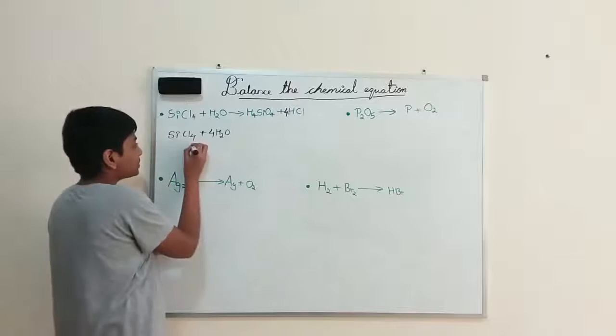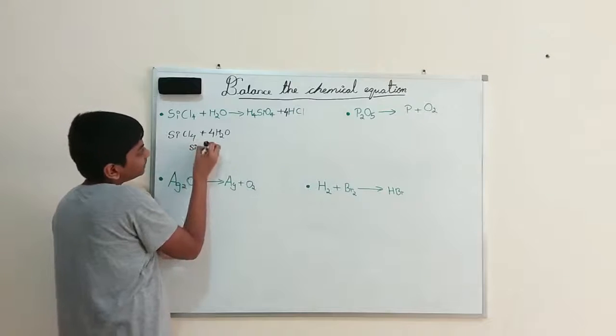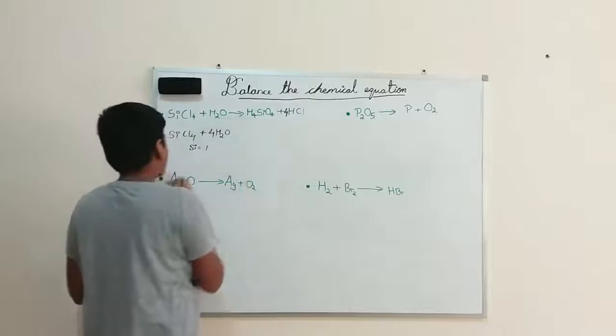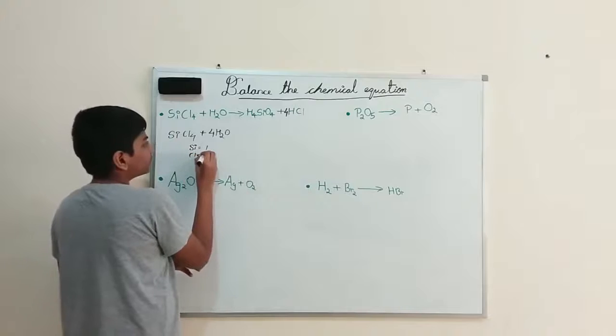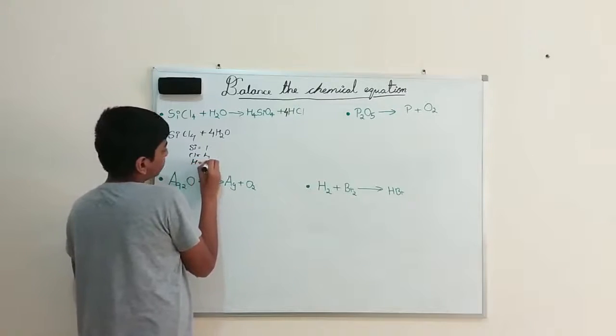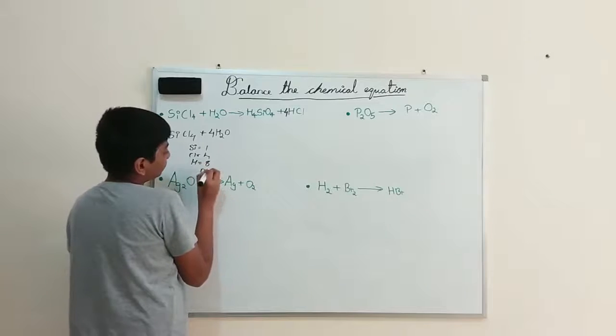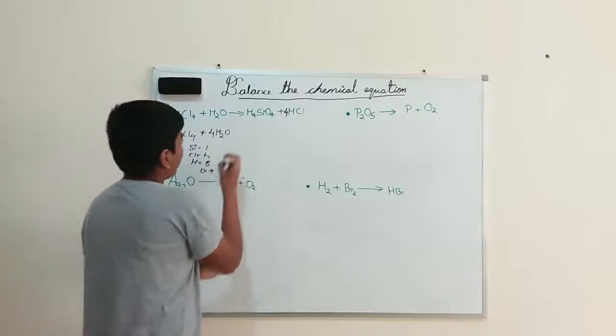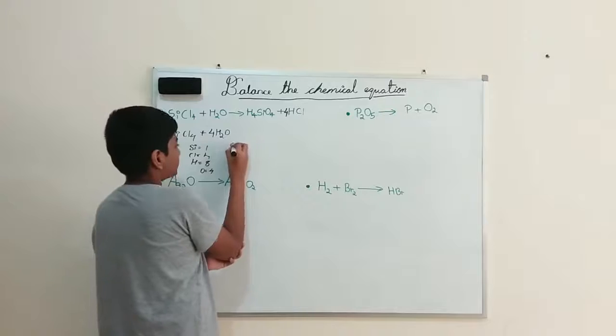So silicon how much? 1 silicon both the sides. Yes, right? Here also 1. There also 1. Chlorine how much? The 4 both the sides. And hydrogen 8 both the sides. Oxygen 4 both the sides. So let's write our balanced equation.